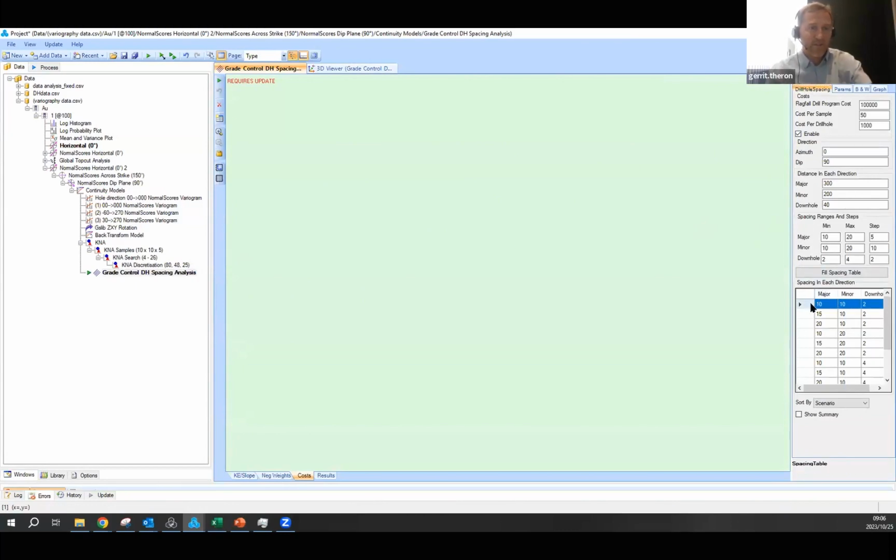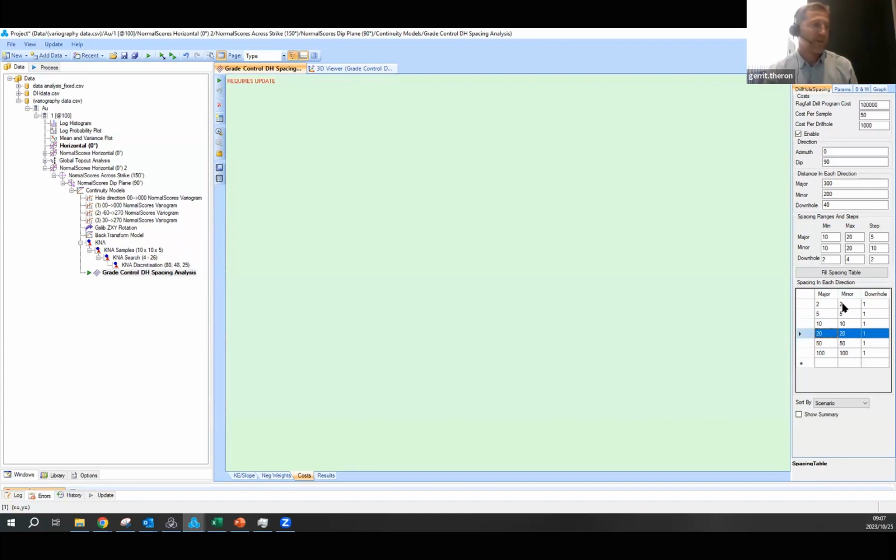Okay, so let's look at a couple of options here. Let's say we wanted to look at a 2 by 2 meter drill hole spacing with a 1 meter downhole sample. We want to look at a 5 by 5 meter. Let's look at 10 by 10 by 1, 20 by 20 by 1, maybe 50 by 50 by 1. And yeah, let's do 100 by 100 by 1. So we're going to investigate what the effect is of those different drilling grids.